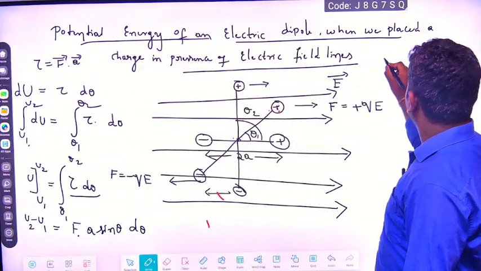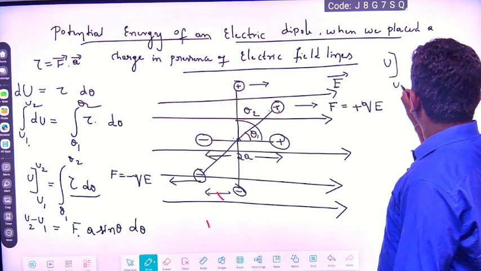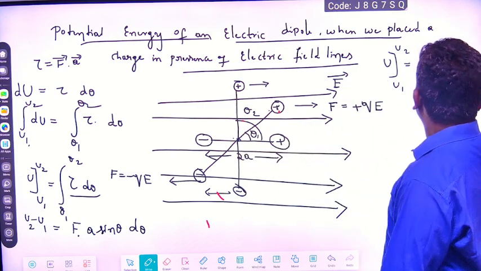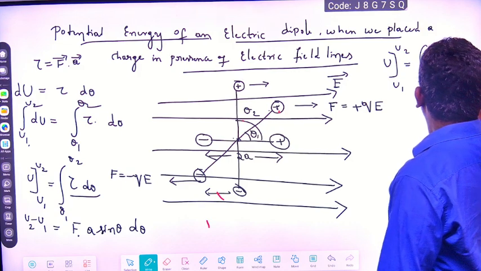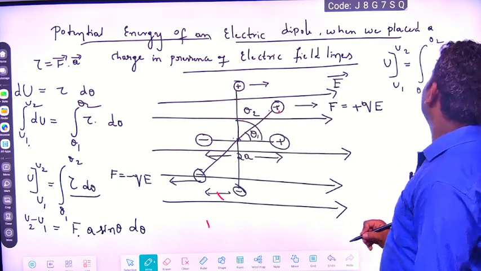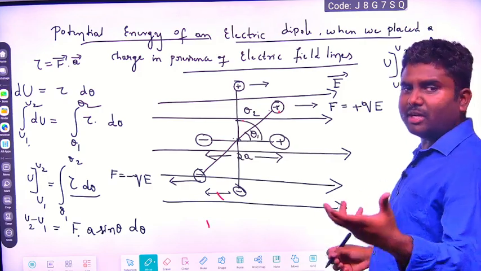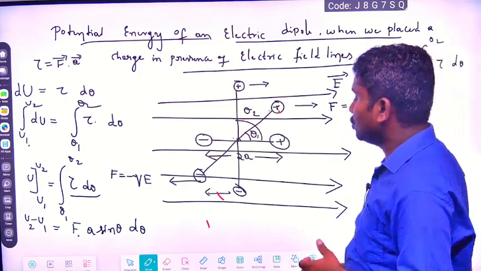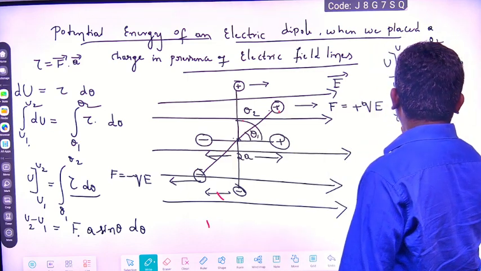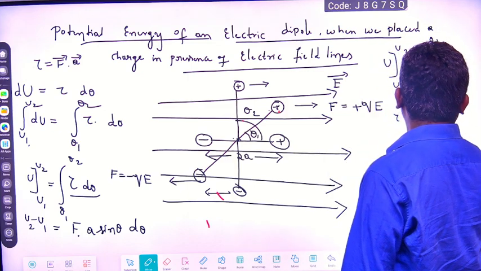Okay, U from U1 to U2 is equal to the integration of tau d theta from theta 1 to theta 2. Now, instead of doing direct integration, once again we will do it together. What is this tau? Tau is equal to what? Torque is equal to F vector dot R vector.